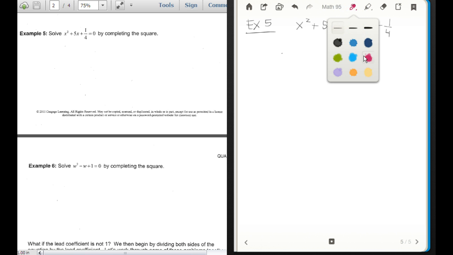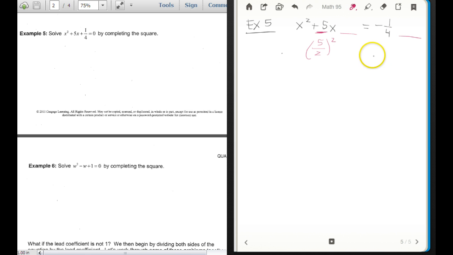So that means I have to pay attention to this number that lives in front of the x, the plus 5. I have to take 5, divide it by 2, and square it. Remember, that's always what we do. We take the middle number, divide it by 2, and then square it. And that's the number that's going to go right up here in this little space, as well as over here to balance the equation.